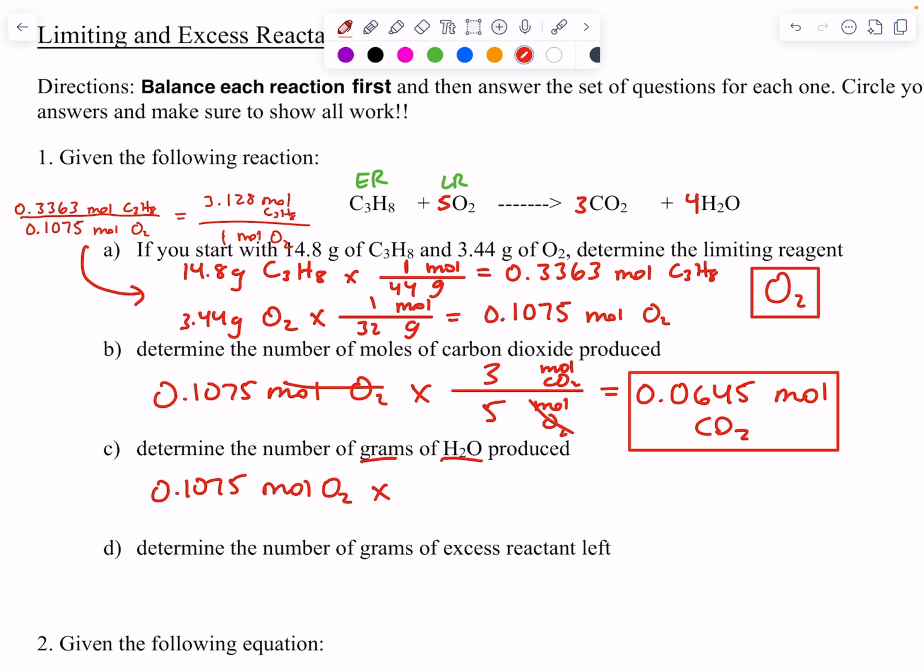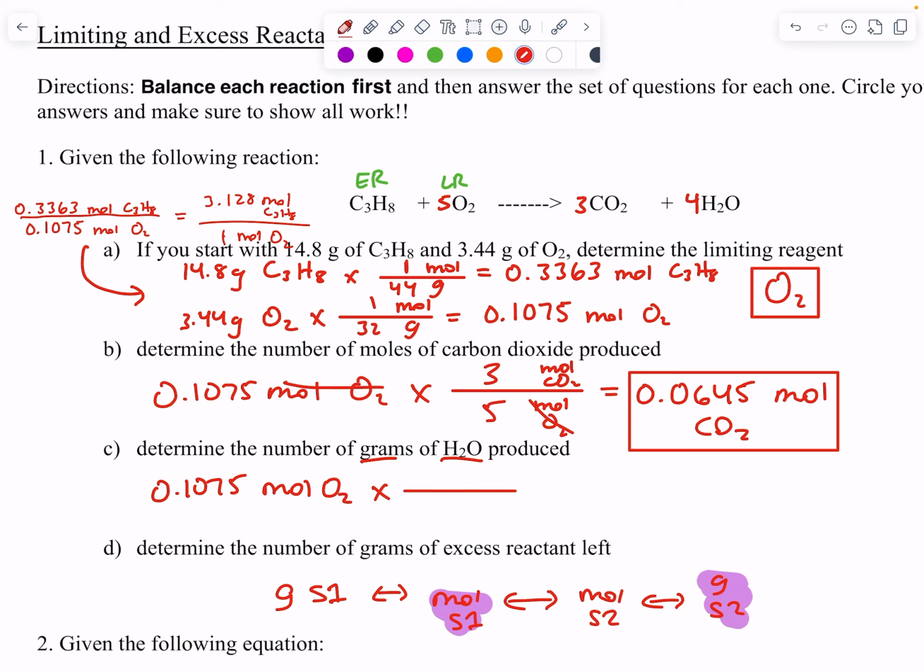Okay, the map goes as follows. Grams of substance 1, moles of substance 1, moles of substance 2, grams of substance 2. I am at moles of substance 1 because whatever you're starting with in the problem, that's always substance 1. So we're here. We're at moles of substance 1. And we want to go to grams of substance 2. So that's what I'm going to do.